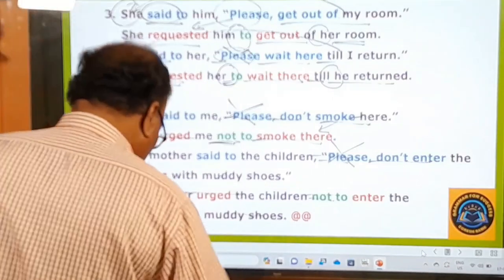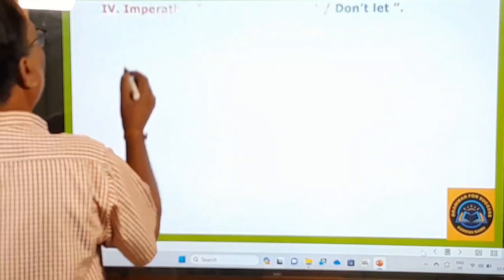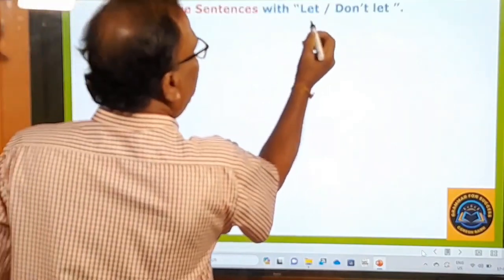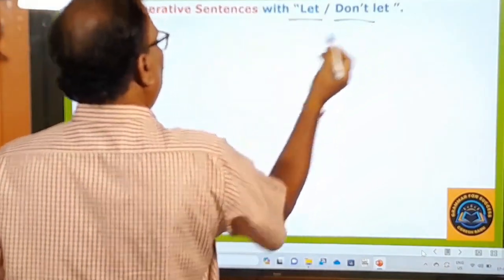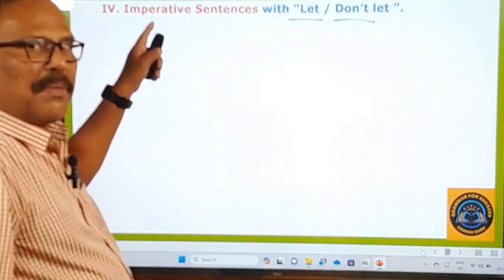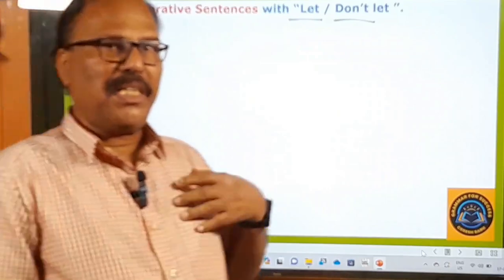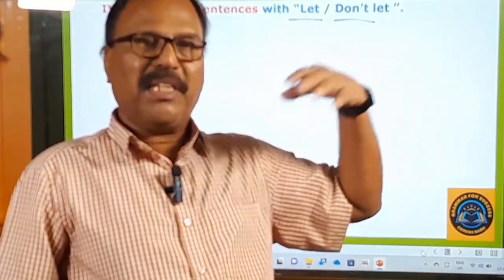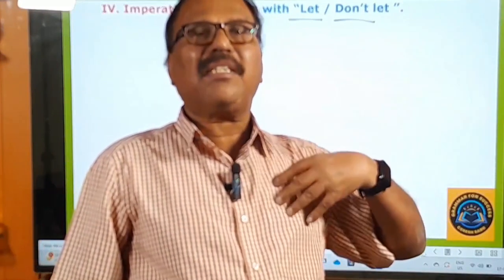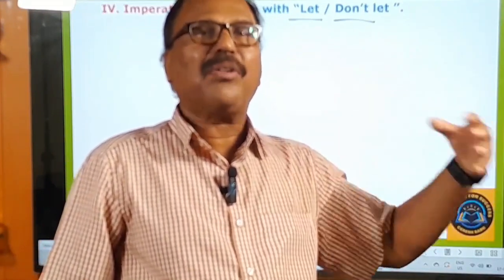Okay, now let's move on to the next slide. Imperative sentences beginning with let or don't let. So this is the fourth important variety of imperative sentences. Imperative sentences beginning with a base form verb, imperative sentences beginning with please, imperative sentences beginning with don't, imperative sentences beginning with let or don't let.